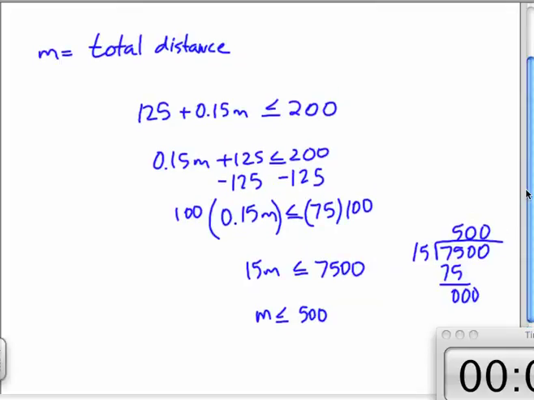miles. If he goes 501, he's going to spend over $200. He's going to spend $200.15, right? Okay, but he doesn't have that 15 cents. He's only got $200, right? He's going to be washing dishes, trying to pay for the rest. Or walking. All right.